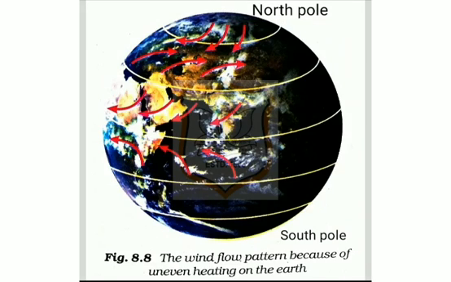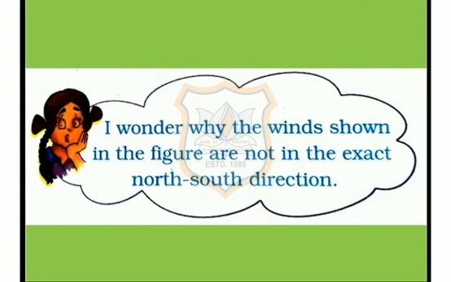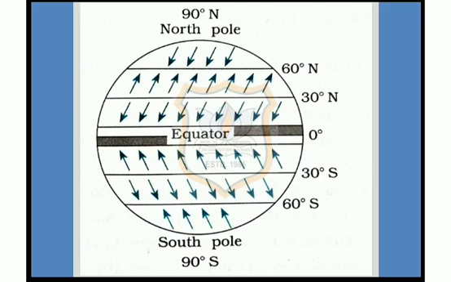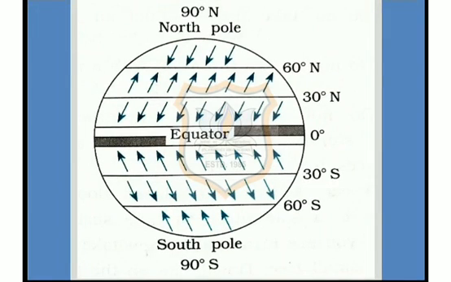Students, you can see in this figure the winds flow from the north and south towards the equator. Paheli wonders why the winds shown in the figure are not in the exact north-south direction. You can see in the figure that wind is flowing in the geographical bands of the earth. The winds would have flown in the north-south direction, from north to south or south to north. A change in direction is, however, caused by the rotation of the earth.